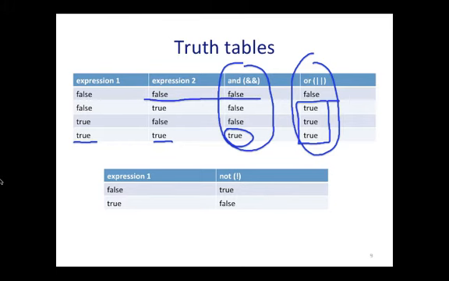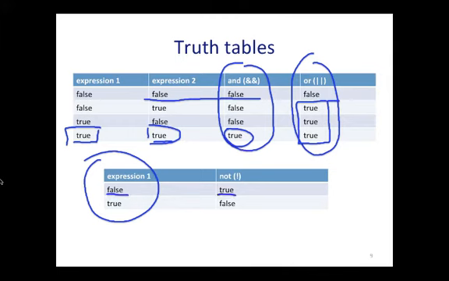So with an or, the final outcome is true if either sub-expression is true, but with and, it's going to be true only if both sub-expressions are true. And with not, it operates on a single expression and it simply inverts the value of that expression. So false becomes true when the not operator is applied. True becomes false.